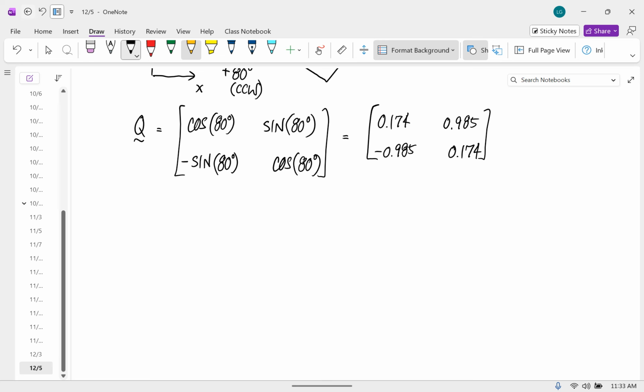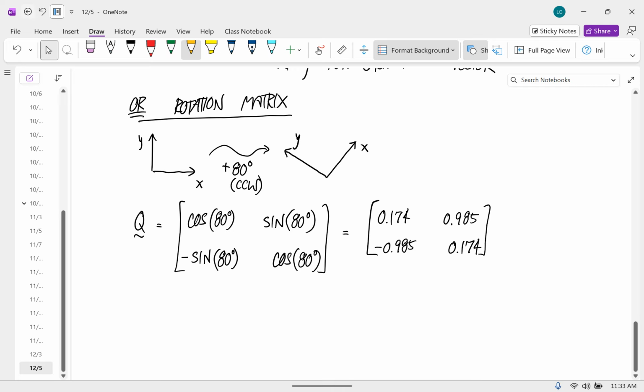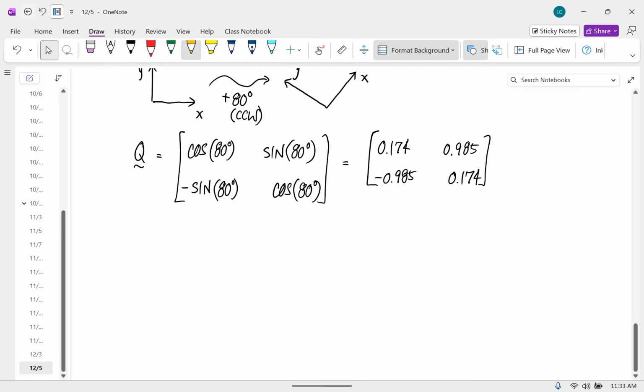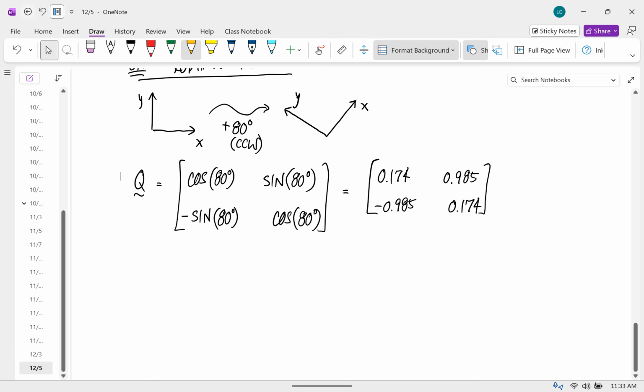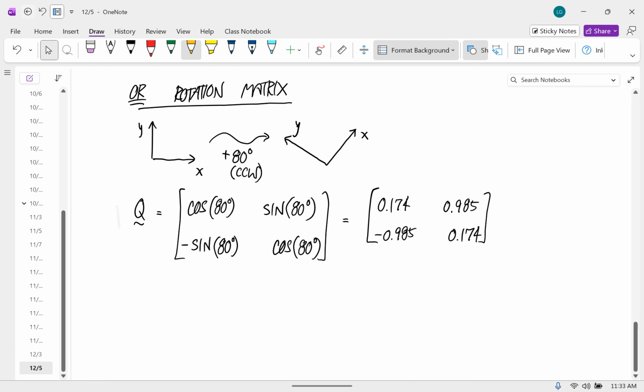Yes? You said for this, when we do a rotation matrix like this, it's always going to be like this formula, where that bottom left one is negative, right? Or does it change? It's always going to be this formula: positive, positive, negative, positive. Yep. And for the people taking deform with me in the spring, we're going to use these all the time. But I'll give you more background on it too. Okay, so now that we have this, we're just going to multiply it by these force vectors one by one.